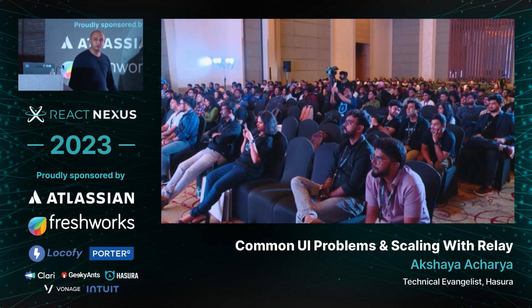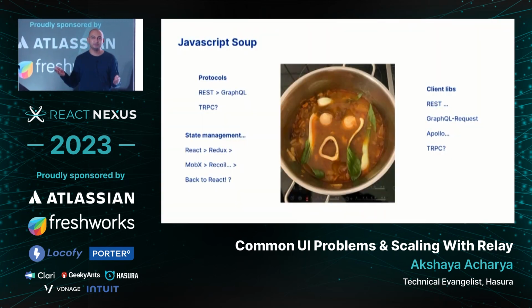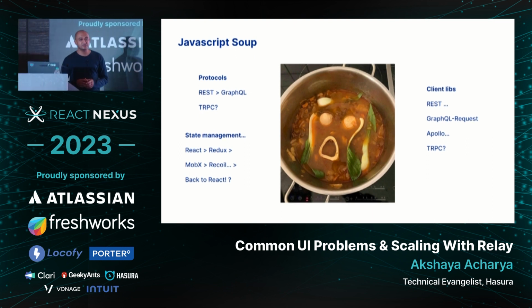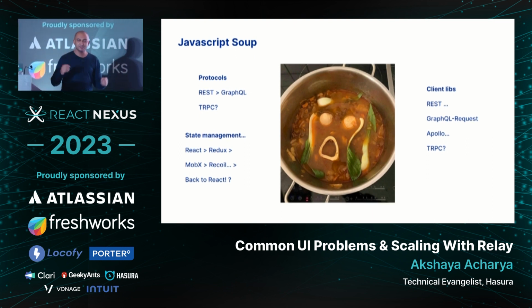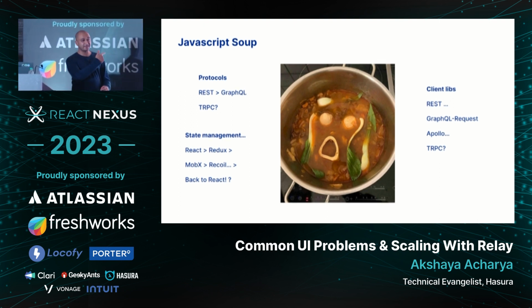Common UI problems. Now, everyone here is familiar with JavaScript fatigue. There's churn in the ecosystem constantly. We've been through REST. GraphQL came along, gave us amazingly structured APIs with types. TRPC came along and went, a little too complicated. We'll go back to REST and add types to it.